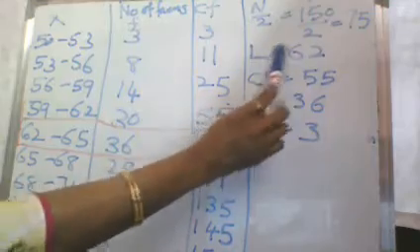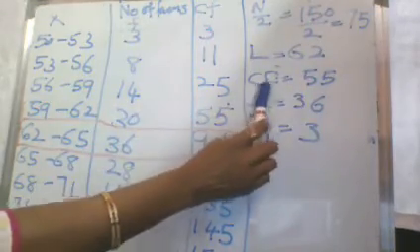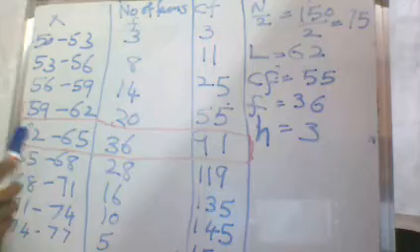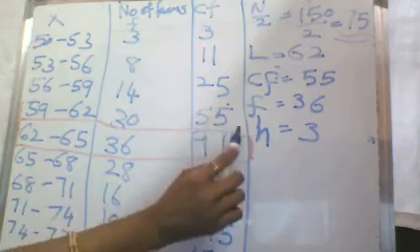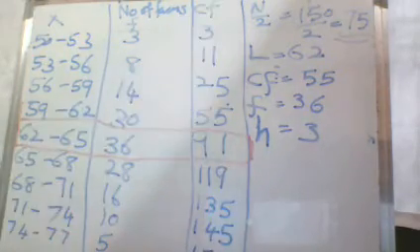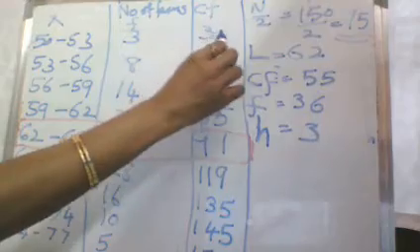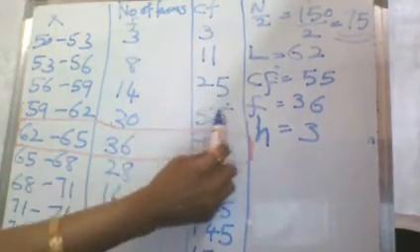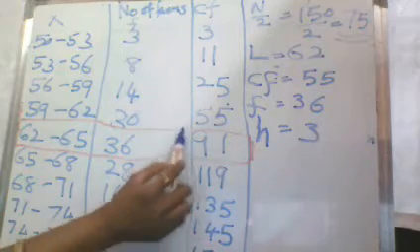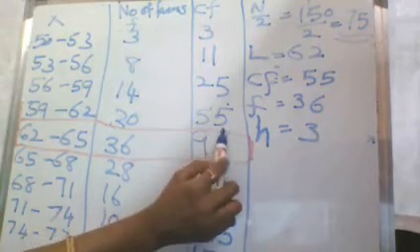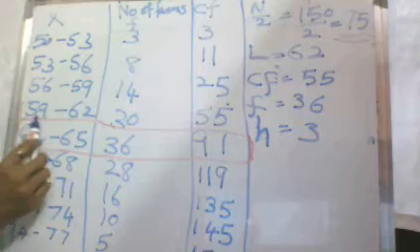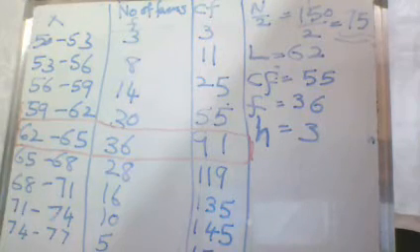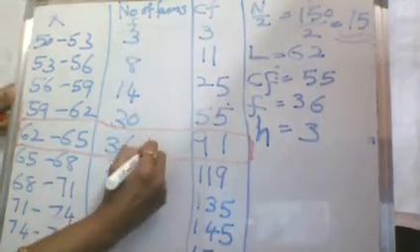First we can find out L, 62, and CF. How did we get L as 62? Because this is the 75th item. We need to find out where this 75 will come in this cumulative frequency. It will not come in 3. It will not come in 11, 25, 55. It will come within 91 only. That is the reason we are selecting this class as the median class.